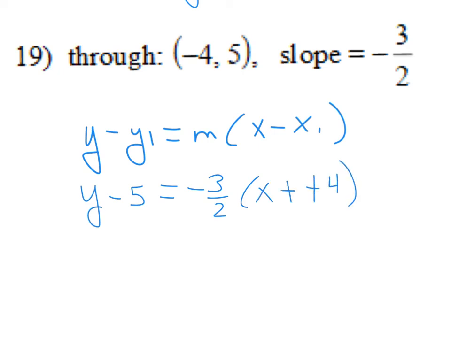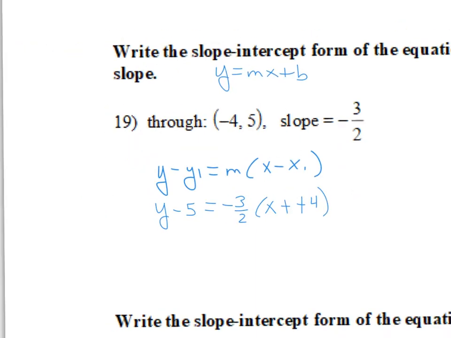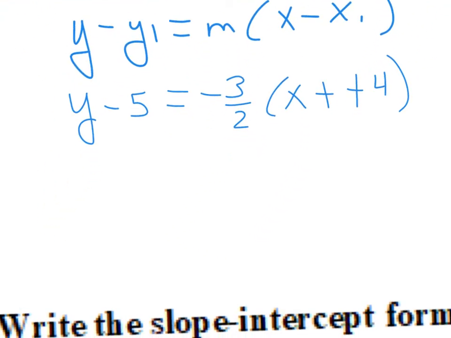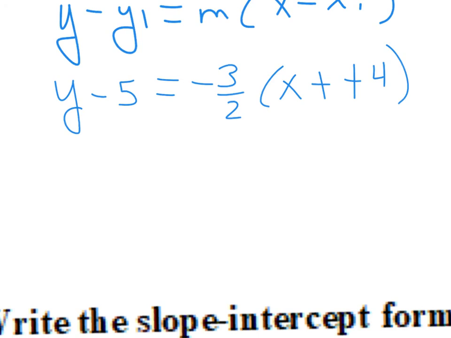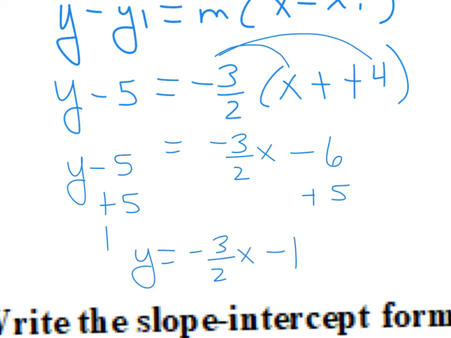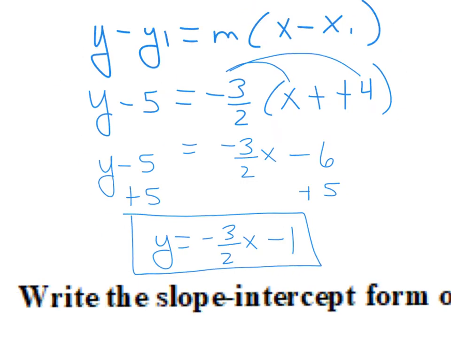Now I'm going to go ahead and make that double negative a positive. And since I do need to get it into y equals mx plus b form, I am going to go ahead and distribute, and let's move that 5 over to make that happen. So I'm going to distribute that negative 3/2 to both parts. So I get negative 3/2 x minus, and then when I multiply 3/2 times 4, I get a 6. I still have y minus 5 on the other side. So now I'm going to add 5 over to the other side, and y equals negative 3/2 x minus 1. And that's my final answer.